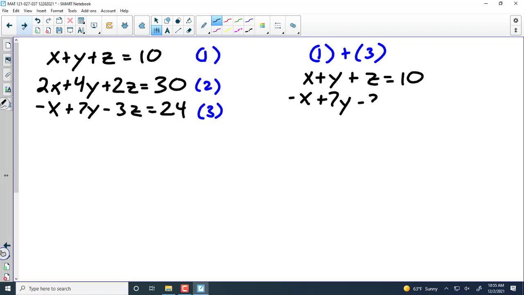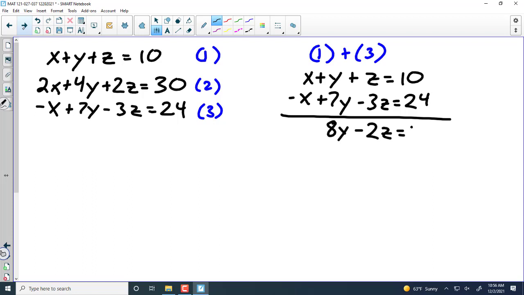And what this will do, everyone, is it will get rid of one of the variables for me. It'll get rid of the x. So I stack them like that. X is lined up, y is lined up, z is lined up, equals lined up, numbers lined up. The x's go away. I get 8y minus 2z equals 34. And I kind of put this equation aside. I kind of store that. I'm going to need that a little bit later.